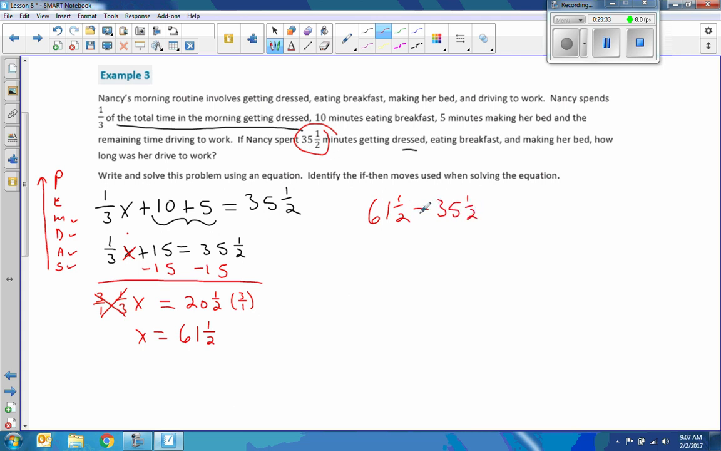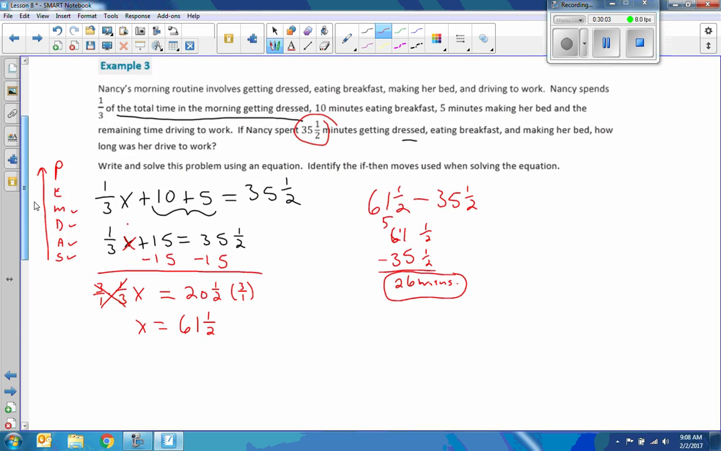Okay, 1/2 minus 1/2 is 0. 61 minus 35 is what we're really doing, and if you want me to, I'll write this. 1/2 minus 1/2 is nothing. 6 to 5, 11 minus 5 is 6. 5 minus 3 is 2, so the answer is 26 minutes to drive to work. Okay?